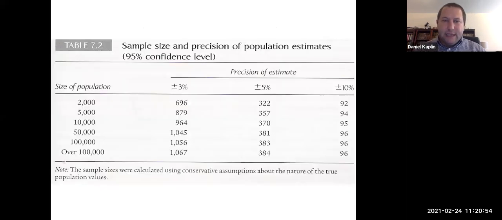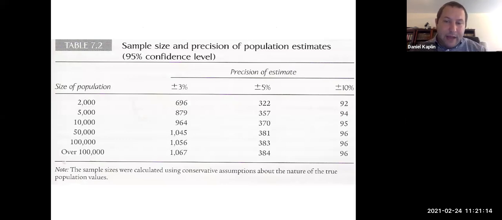So let's take a look. Now, I talked to you about precision of the estimate or confidence intervals. So these are your plus or minus in the percentage, right? So plus or minus 10%, plus or minus 5%, plus or minus 3%, right?